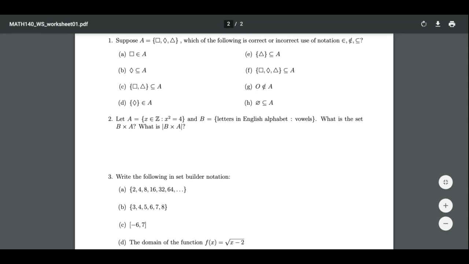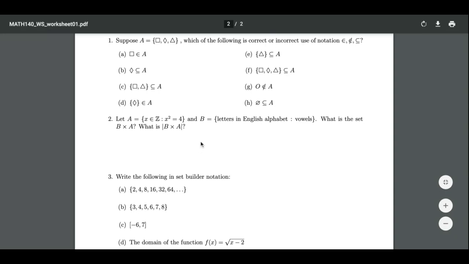Okay. Now let's say E. Is E true? Yes. What about F? Yes. What about G? Good. What about H? Is the empty set a subset of A? Yes. An empty set is a subset of any set. The empty set is a subset of the empty set.